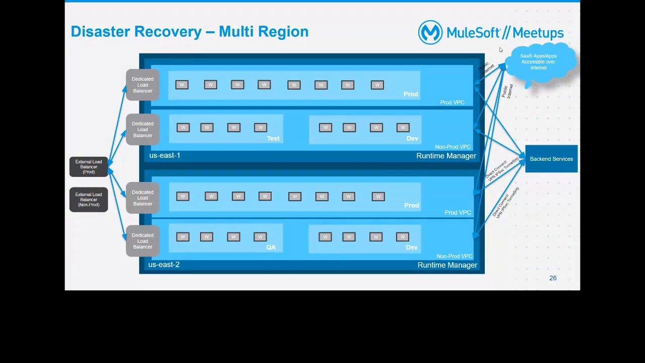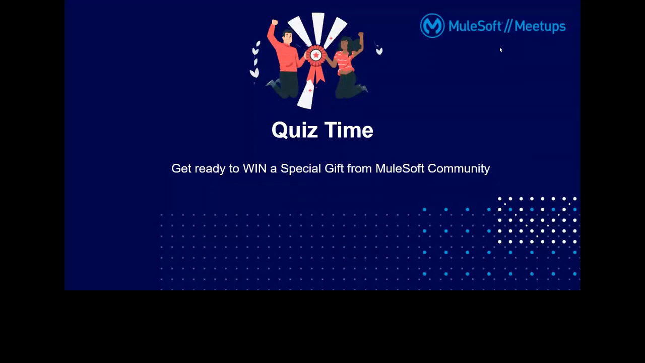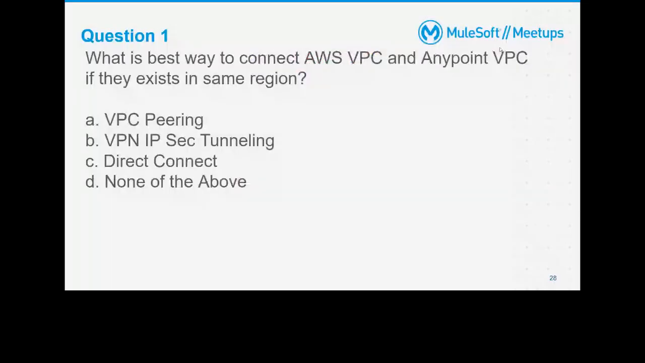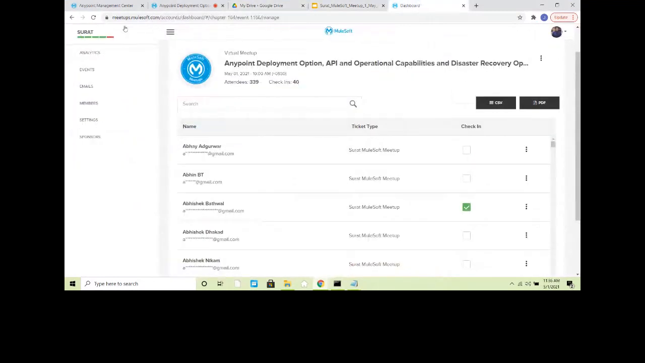So let me start with the quiz first. What is the best way to connect AWS VPC and endpoint VPC if they exist in the same region? A, VPC peering; B, VPN IPsec tunneling; C, Direct Connect; D, none of the above. What is the answer? I think it's VPC peering, option A.